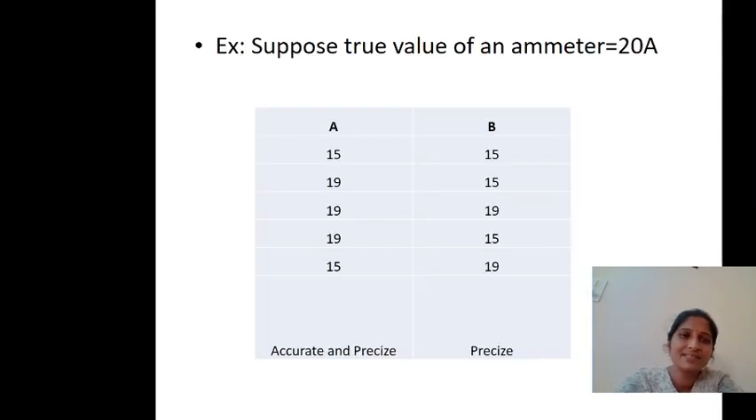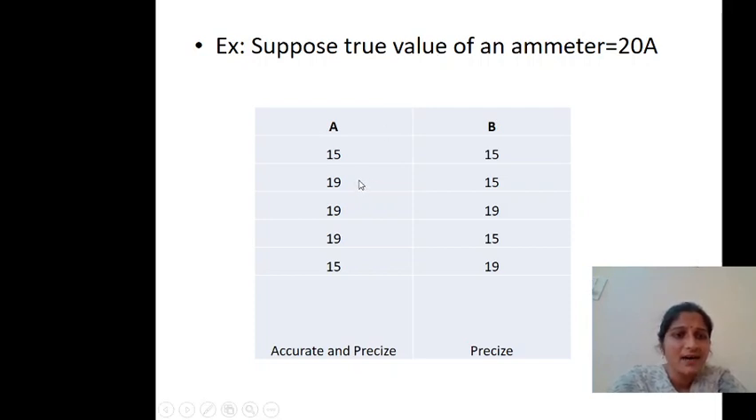This can be explained now. Here there are two ammeters, ammeter A and ammeter B. If you use ammeter A, these are the set of records: 15, 19, 19, 19, 15. These are the 5 observations. In these 5 observations, 15 is shown twice and 19 is produced 3 times. And for B, 15 is produced 3 times and 19 is produced 2 times.